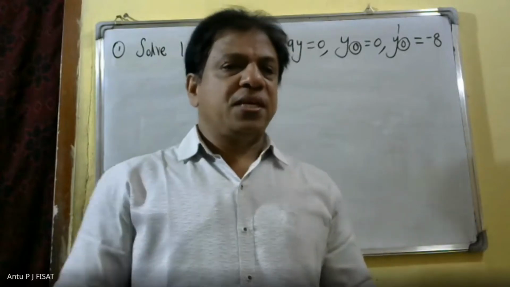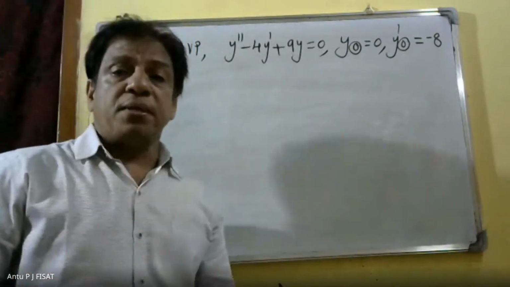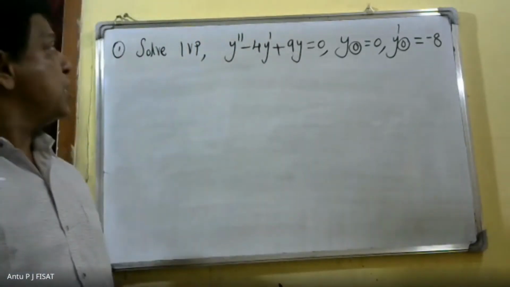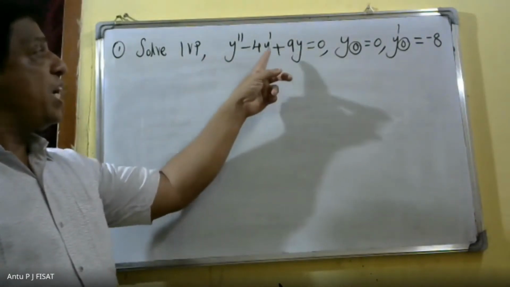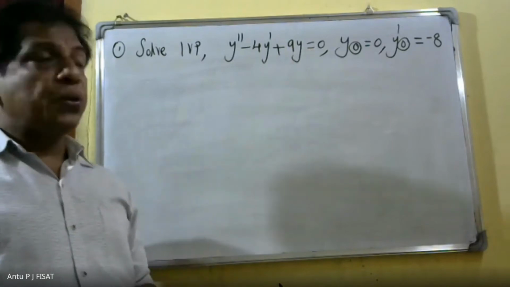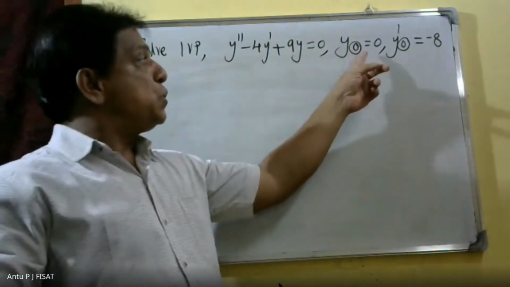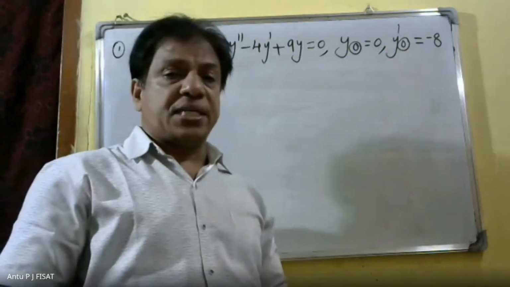Good morning, students. Today we will discuss another problem in second order ordinary differential equations. Solve the initial value problem y double dash minus 4y dash plus 9y is equal to 0. The initial conditions are y(0) is equal to 0, y dash (0) is equal to minus 8.